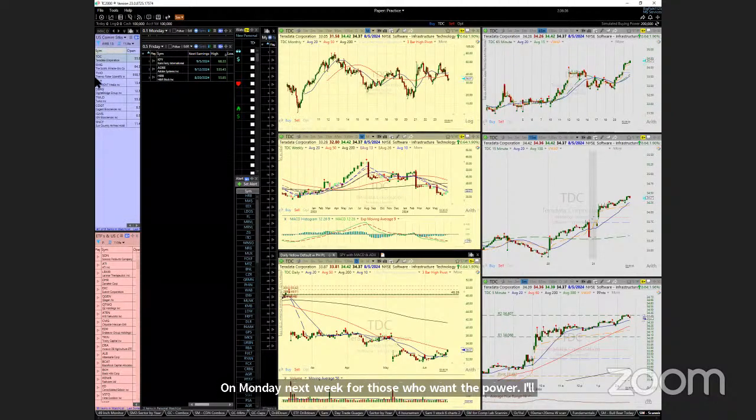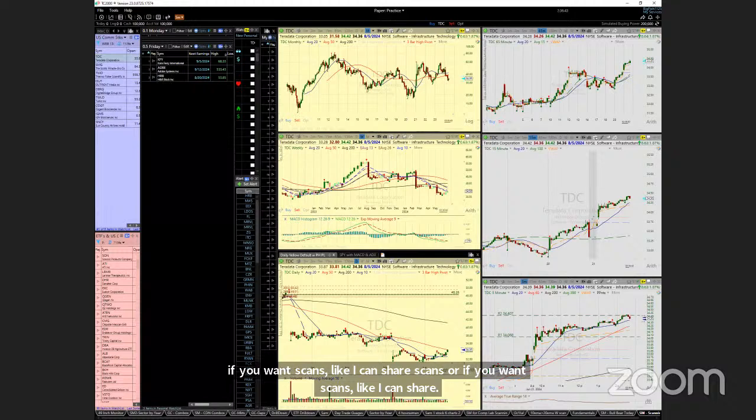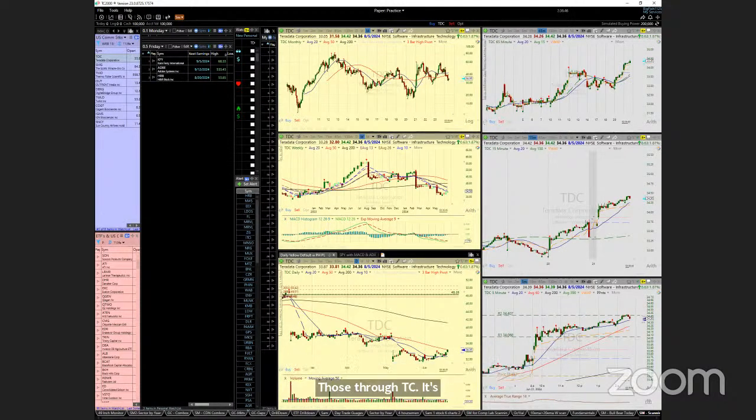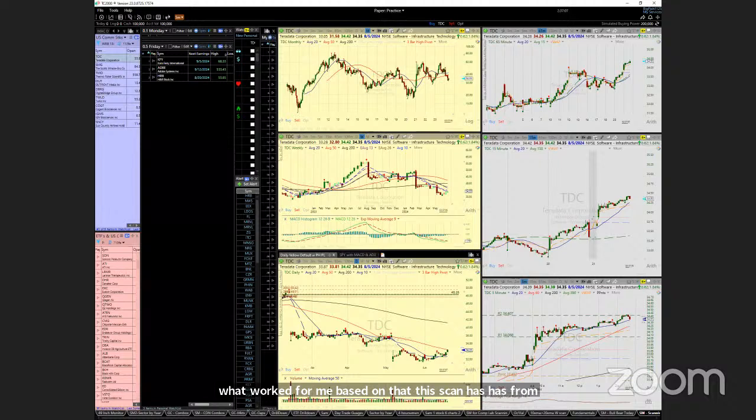So if anybody wants to try to recreate scans, or if you want scans, I can share those through TC. I really do value the community, and a lot of these things I've moved on from. Greg has shared some stuff and I've found what worked for me based on that. This scan is from Greg's work as well. So I just value the community aspect of providing resources and ideas for folks.